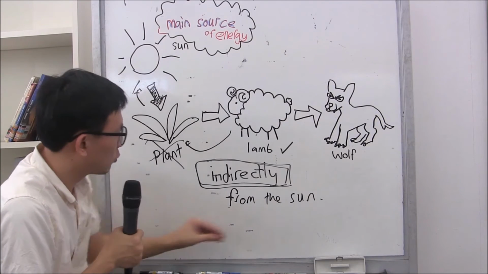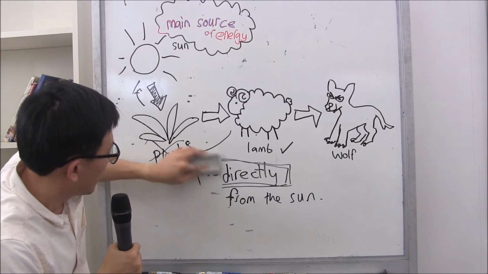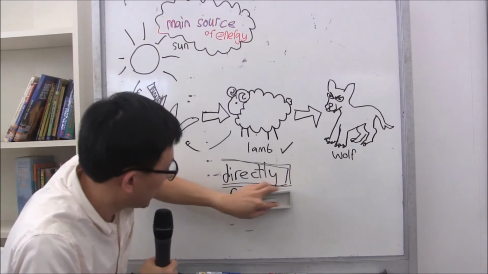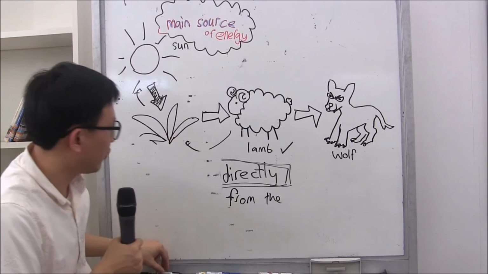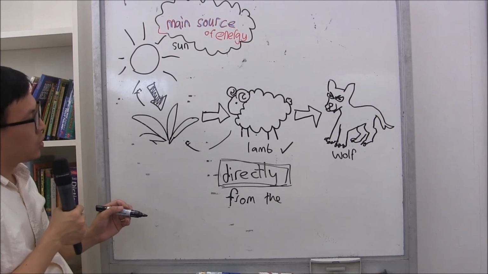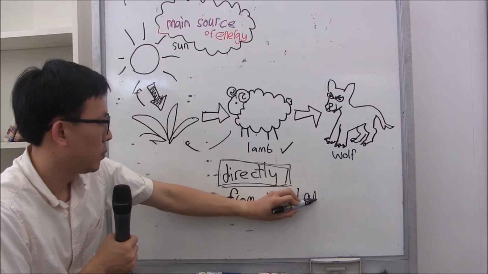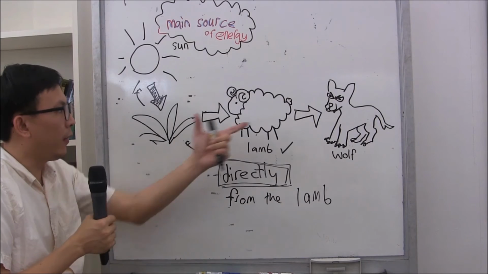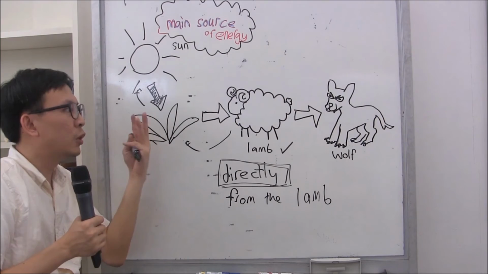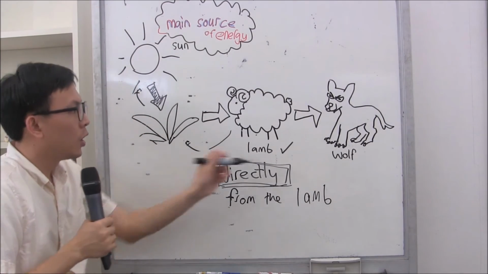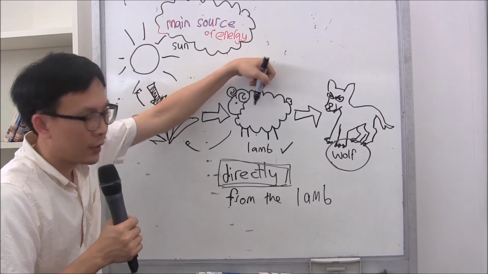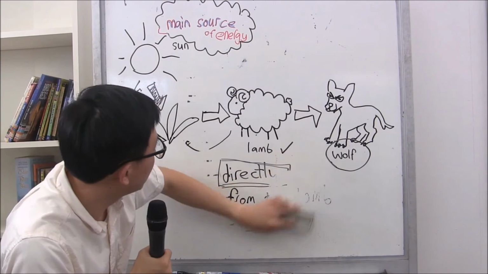If I were to just change the question a little bit, this time directly, it becomes very clear for you as well. Not the sun anymore. Which of these gets energy directly from the lamb? Looking at the diagram, 3, 2, 1, you have gotten the answer, right? The wolf gets energy directly from the lamb. Right? Easy breezy lemon squeezy.